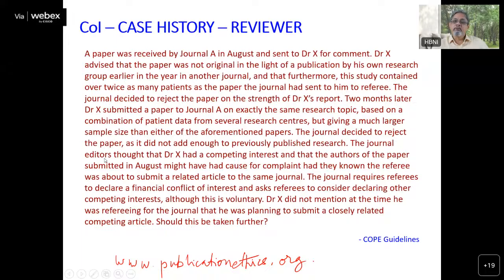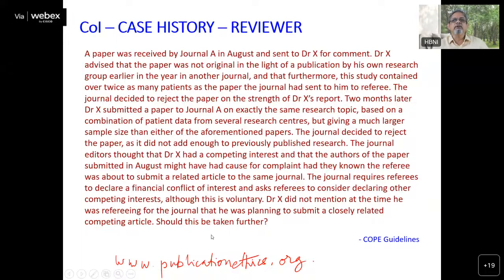But not only that, the editor thought that Dr. X had a competing interest, and the authors of the papers who submitted in August may have a cause for complaint if they had known that this referee was about to submit a related article to the same journal. So the journal requires referees to declare a financial conflict of interest and asks the referees to consider declaring other competing interests, although this is voluntary. And this referee X did not mention at that time that he was planning to submit a closely related competing article.